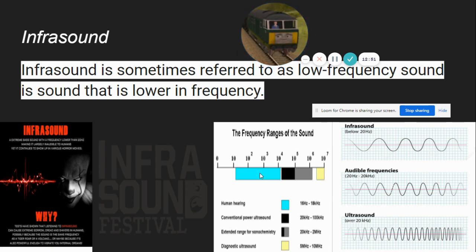Like screaming is very high. So yeah. Tests have shown that listening to infrasound can cause extreme sorrow, dread, and shivers in humans, possibly because the sound is the same frequency as a tiger roar or a volcano, or maybe it's just because it's powerful enough to vibrate your organs. So you can actually test your voice in different voices that you can do.